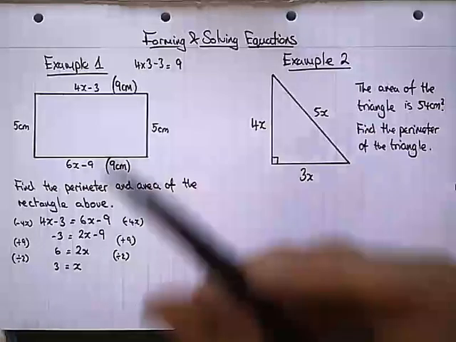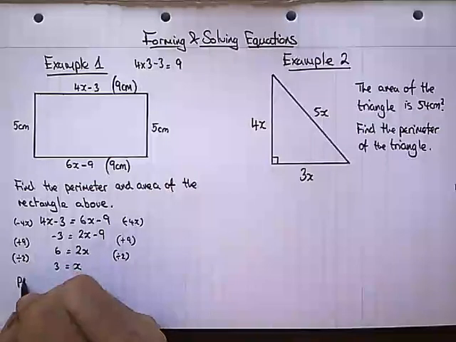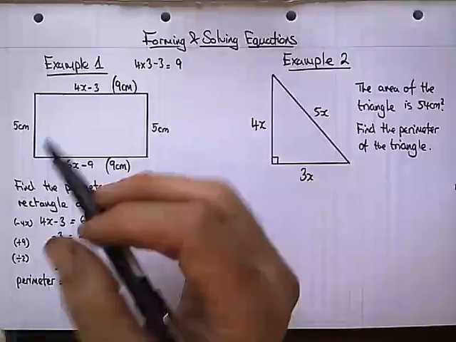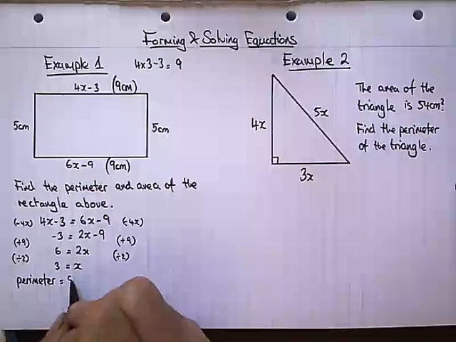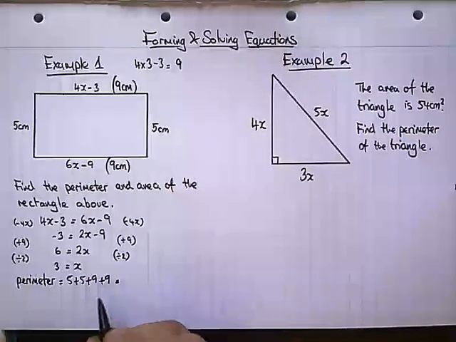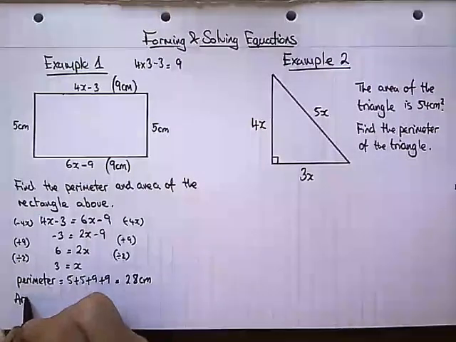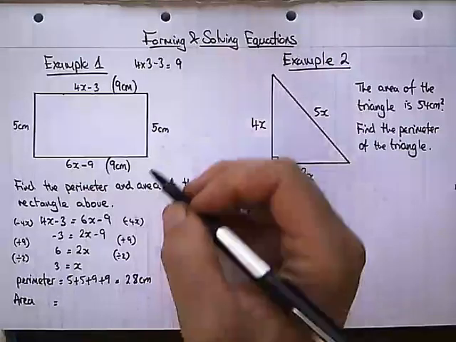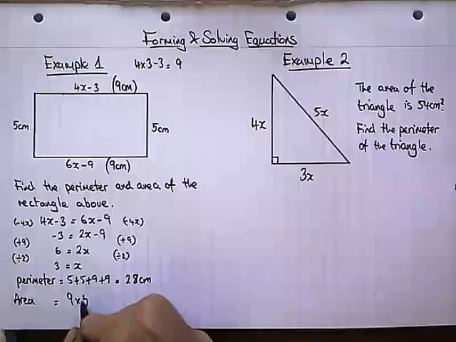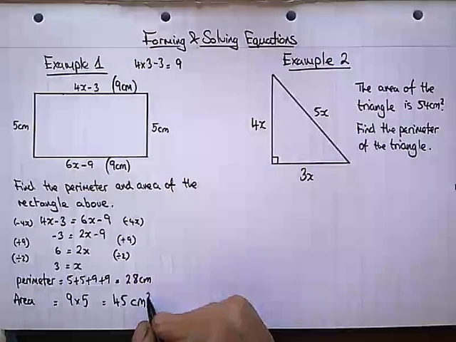Okay, so I have all my 4 side lengths. To work out the perimeter, we add them all together. The perimeter is the distance around the outside. So it's 5 plus 5 plus 9 plus 9. And that's 10, 19, 28 centimeters. And the area of a rectangle is just the length times the width, or the base times the height. And that's 9 times 5, which equals 45 centimeters. And because it's area, it's squared.